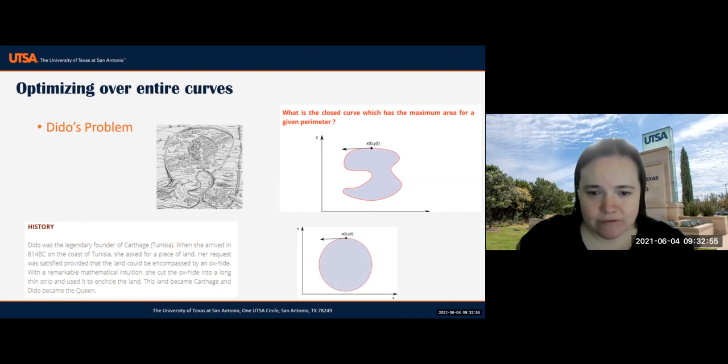So if we're going to optimize this problem, we have an entire curve, an entire function that we could optimize over. And this is what we mean by infinite dimensional. You can think of a function as an infinite collection of points, and we are going to optimize each of those points. So this is an infinite dimensional problem.